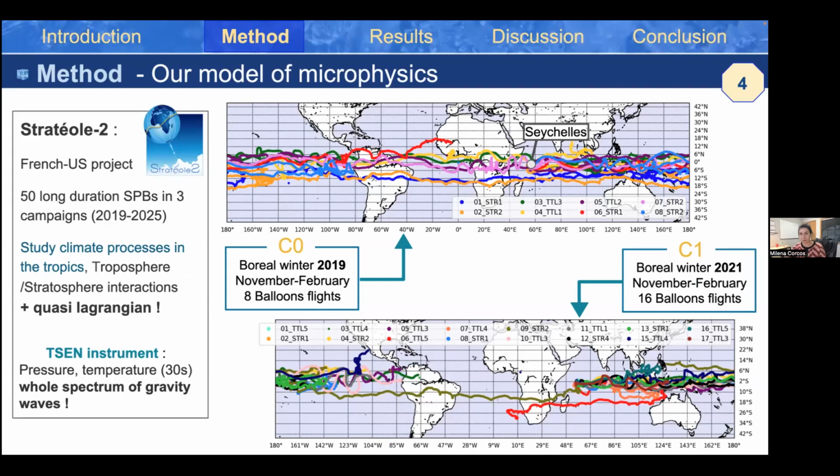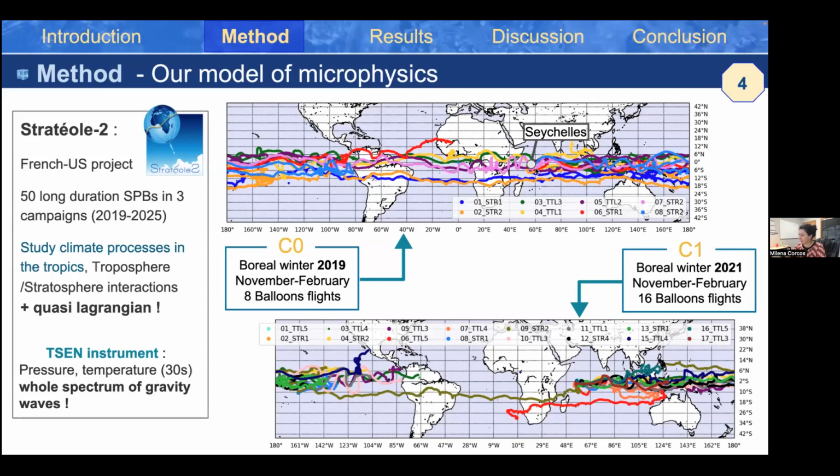Two types of balloons were created with an equilibrium altitude of around 18 and around 20 kilometers. But I won't distinguish them as they don't show any differences in our results. So as you can see on these maps of trajectories corresponding to the 2 first campaigns of STRATEOL-2, the balloons were launched from Mahé in the Seychelles here, and they flew in the tropical band for 2 to 3 months.